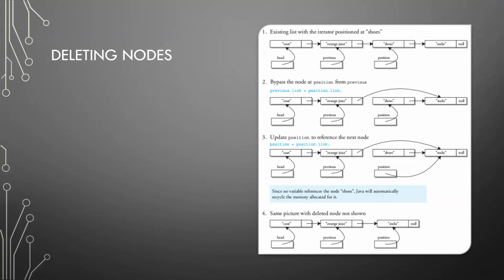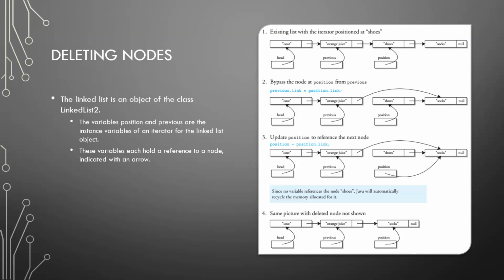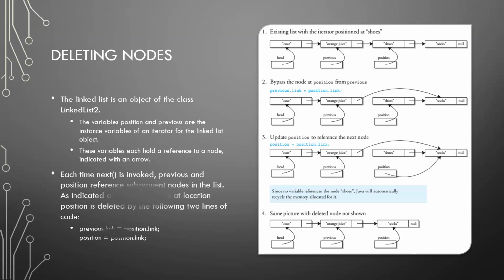All right, when you're deleting a node, the linked list, remember, is an object of the class LinkedList2. So the variables position and previous are instance variables of an iterator for the linked list object. These variables each hold a reference to a node indicated with an arrow. Now, each time next is invoked, previous and position reference the subsequent node in the list. And as indicated in our diagram, the node at location position is therefore deleted by the following two lines of code. previous.link equals position.link and position equals position.link.